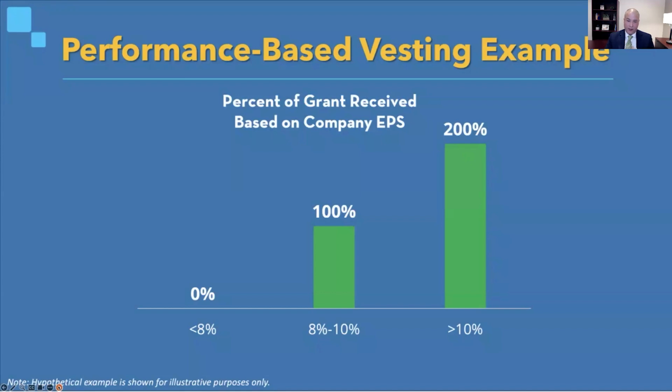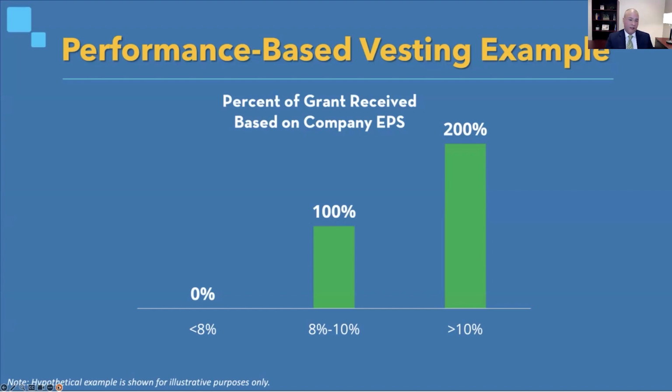You could potentially get 200% of the initial grant amount. But conversely, on the other side of the coin, if the company does less than 8% earnings per share growth, the employee could get 0% of their initial grant amount. So it's really designed to be structured around the performance of the company, and it aligns the amount of equity or shares that you receive based on those metrics. And companies can get pretty creative around that.